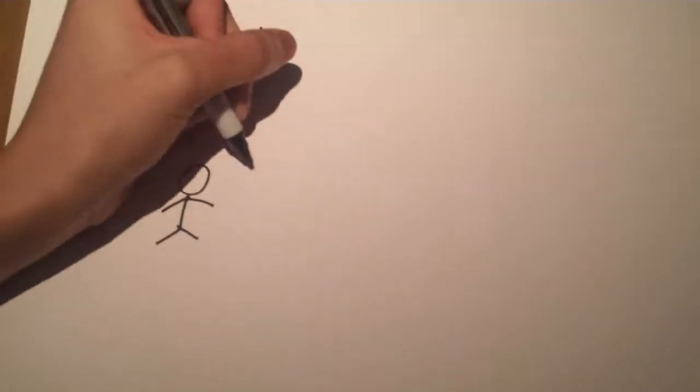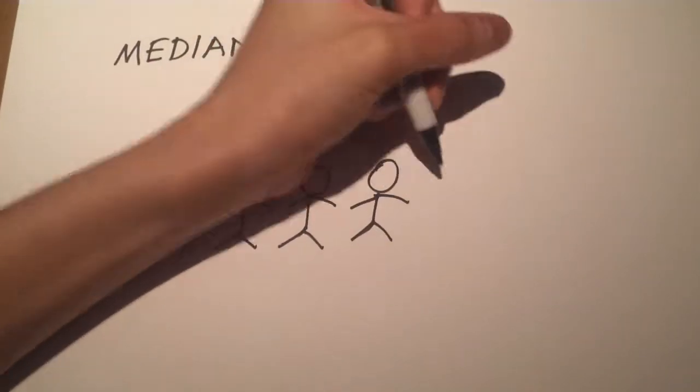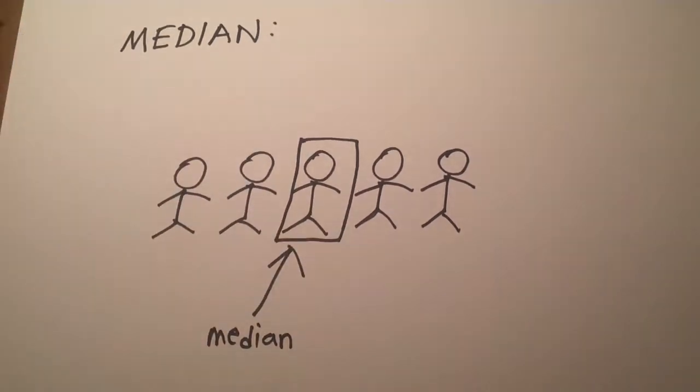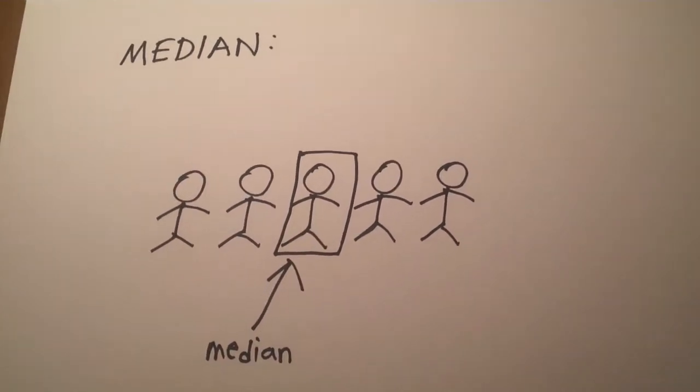Then we have the median. Median is simply the middle. Here we have 5 guys. The middle of them would be the third guy from the left. Do note that the median is calculated only when the data is arranged in ascending order.